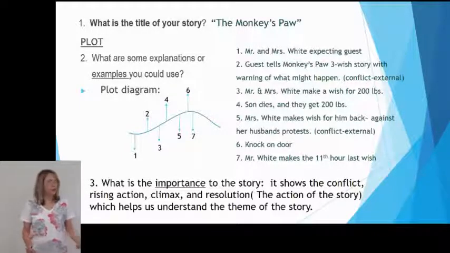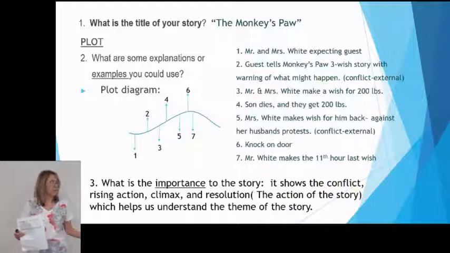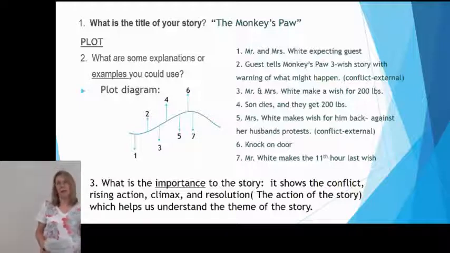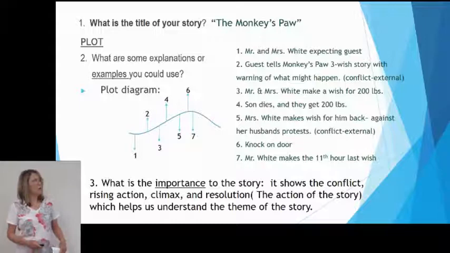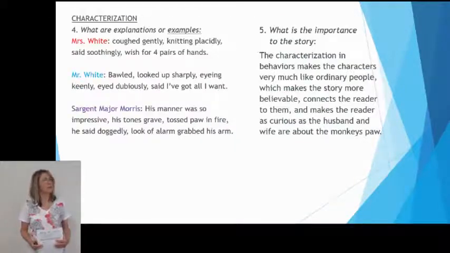Okay, so they ask you the question, what's the importance to the story? Well, the plot shows the conflict, the rising action, the climax, and the resolution, which is all about the action of the story. The whole plot is the action of the story. And that helps us understand the theme or the message the story has to give to us. Okay, so we've worked on the plot part of this. Now let's move on to characterization.